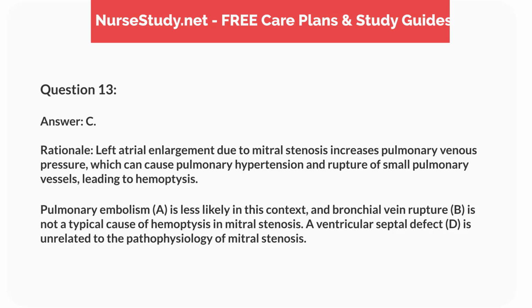Answer C. Rationale: left atrial enlargement due to mitral stenosis increases pulmonary venous pressure, which can cause pulmonary hypertension and rupture of small pulmonary vessels, leading to hemoptysis. Pulmonary embolism, A, is less likely in this context, and bronchial vein rupture, B, is not a typical cause of hemoptysis in mitral stenosis. A ventricular septal defect, D, is unrelated to the pathophysiology of mitral stenosis.